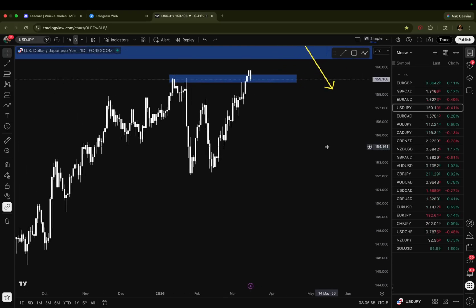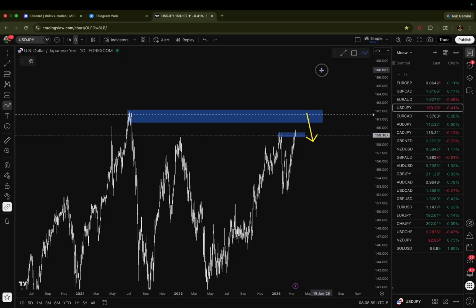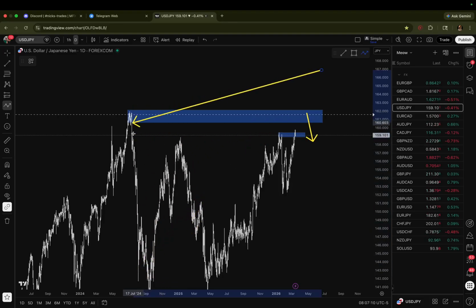USD/JPY last week, so she's doing something interesting. Currently, the thing that I'm waiting for is for price to get here into this resistance zone. It's just where price had a nice little bounce previously in summer of 2024, so we're coming up on almost 2 years ago. It had a nice huge bounce away from this region, really extended.